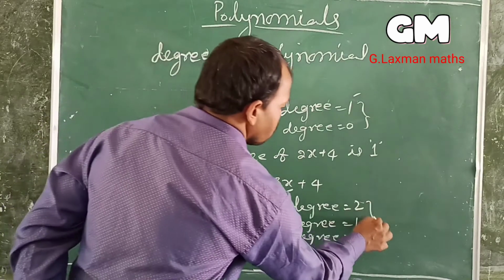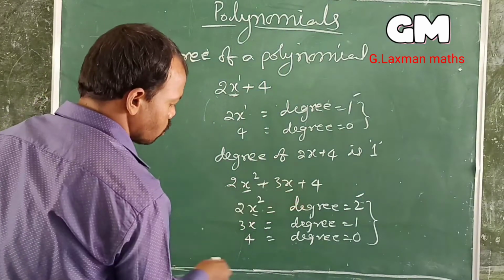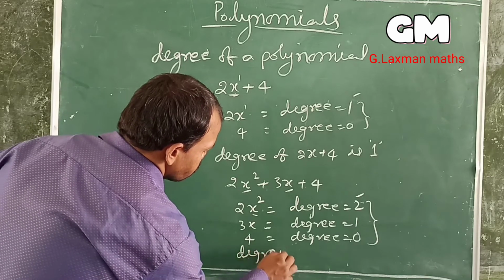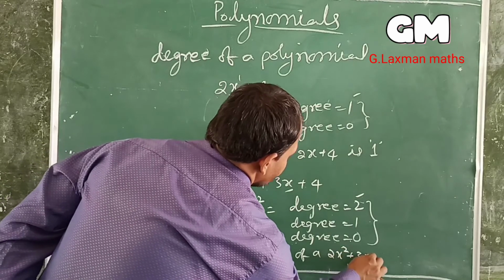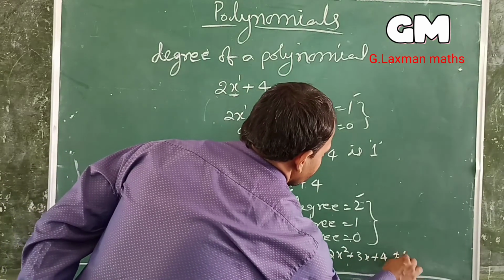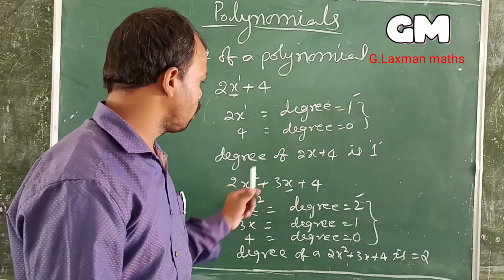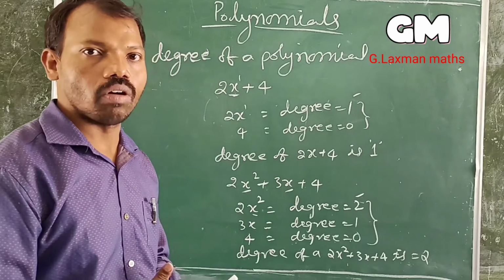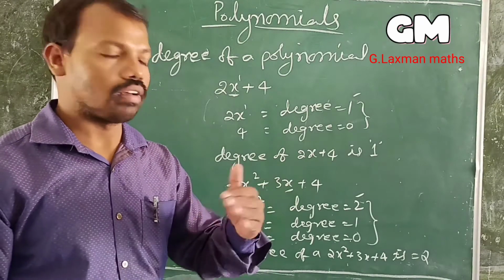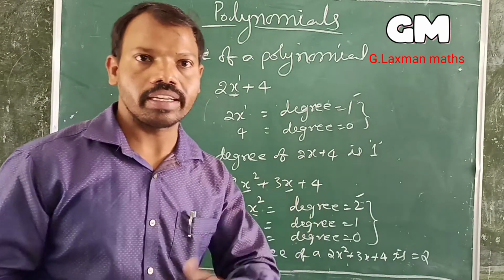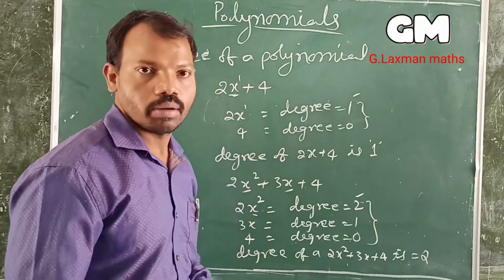So which is the highest one in this? 2 is the highest one. Therefore the degree of this polynomial is 2. Degree of 2x square plus 3x plus 4 is 2. So like this, which is the highest power in all terms? When we are comparing all the terms, which term contains the variable with the highest power? That is the degree of a polynomial.